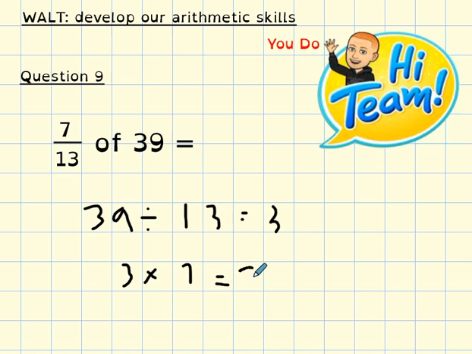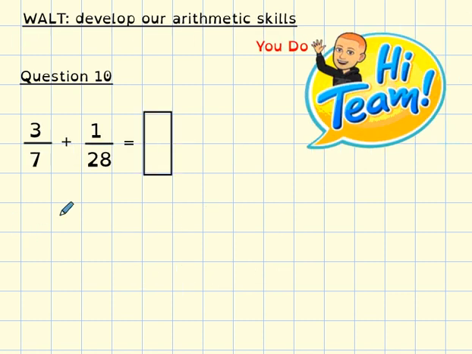And then finally, 3/7 add 1/28. 28 is my common denominator. Times 7 by 4 to get to 28. 4 times 3 is 12. Add them together. The second fraction stays the same. Will get me to 13/28.